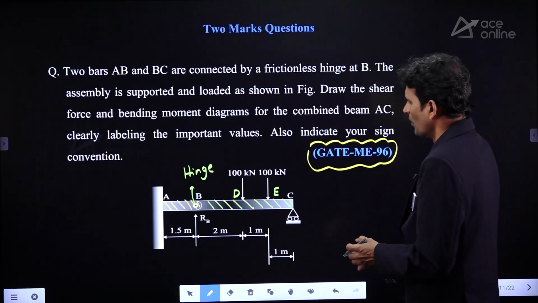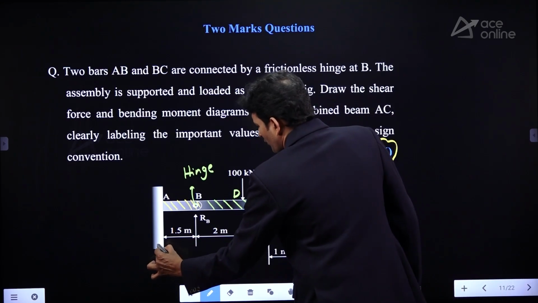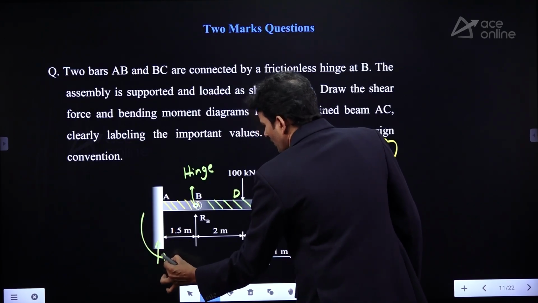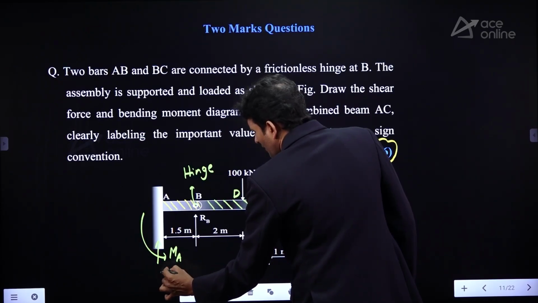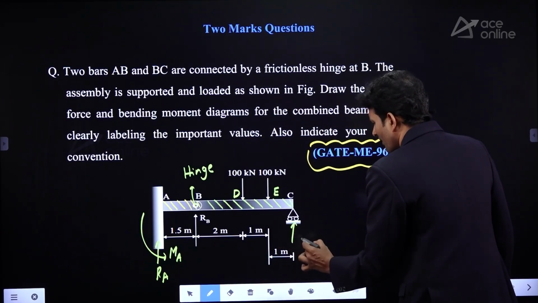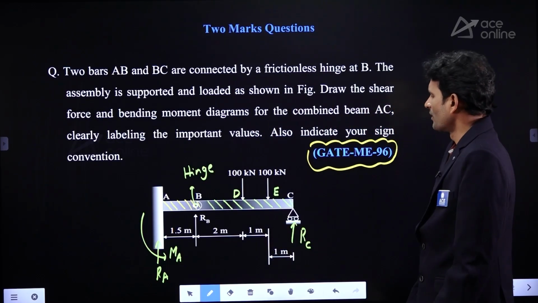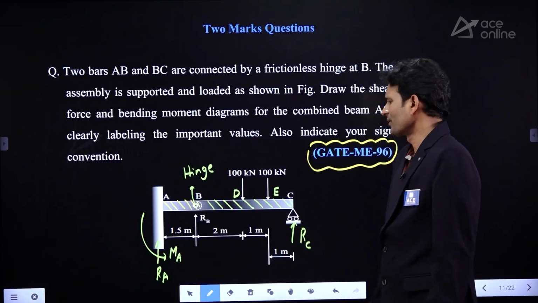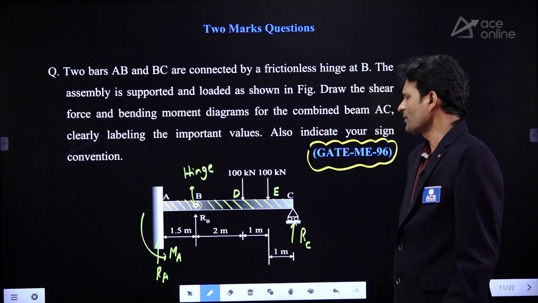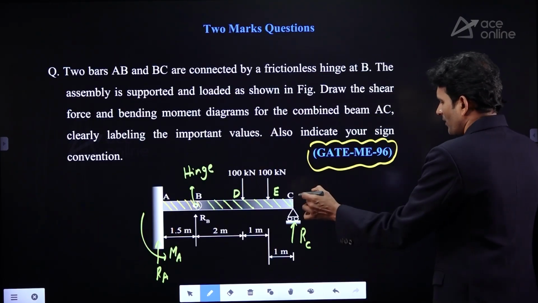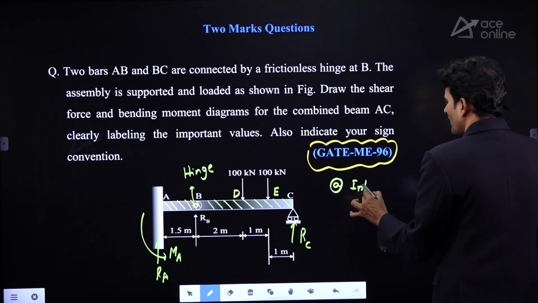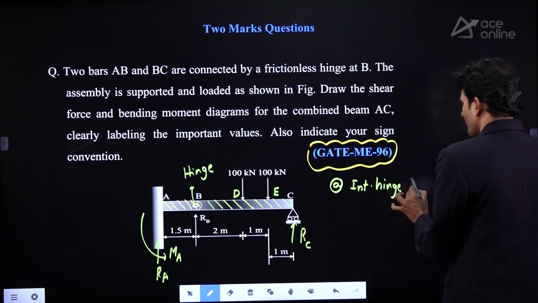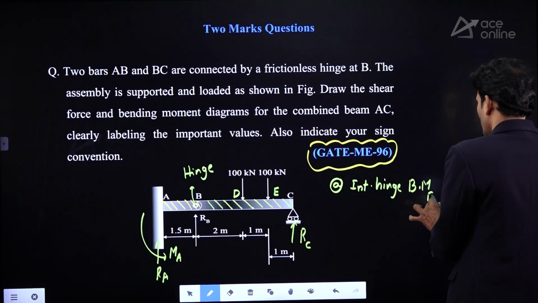Now, first of all, as we know, we have a fixed support. The fixed support will give a vertical reaction as well as a reaction moment at A. I can say it is RA. Here we observe a roller support, which gives reaction RC. So, my first target is finding the reactions. Then we can carry out the shear force analysis as well as the bending moment analysis. But how should I proceed? Now, let me take the internal hinge. As we know, at an internal hinge, the bending moment will be 0.